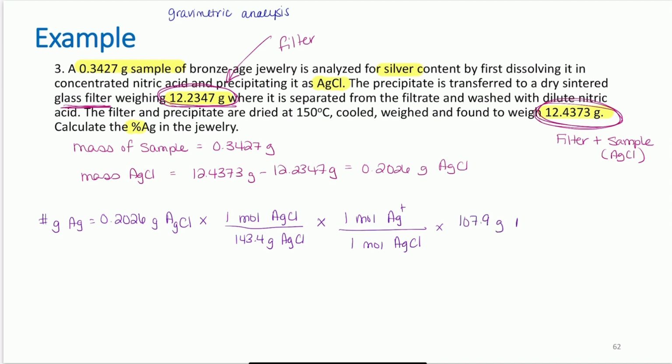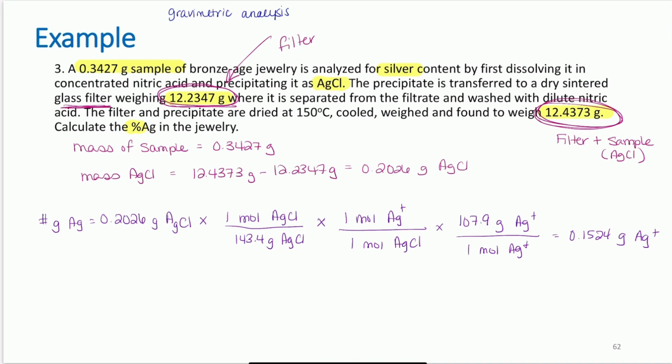107.9 grams of silver to 1 mole of silver. And this is 0.1524 grams of silver. Now technically it is silver ion, but a silver ion and a silver atom are going to weigh basically the same because losing 1 electron, the electrons are so small they're not really adding weight to your overall system.